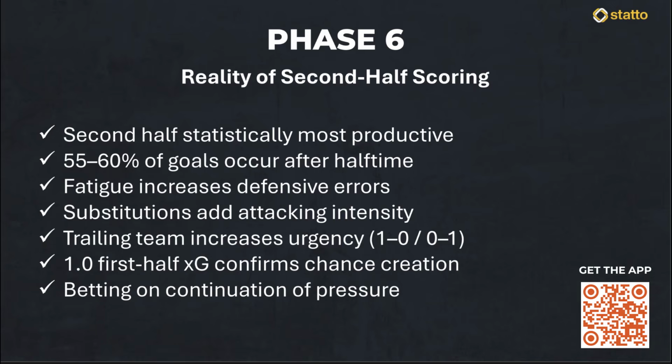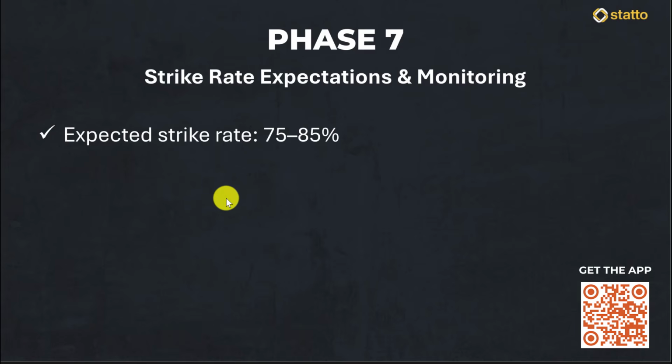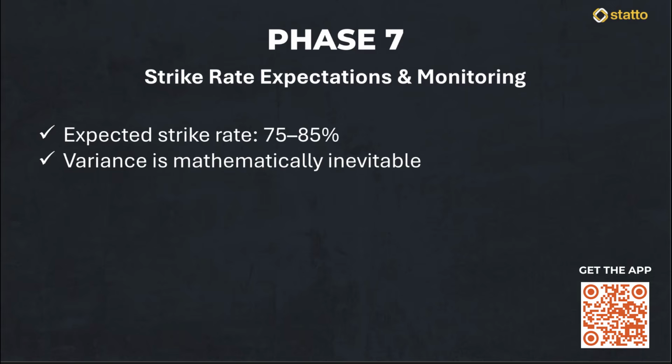Now the final phase is strike rate expectations and professional monitoring. When you apply these strict data gates, no red cards, high XG and draw state caution, the SHOG system often produces a strike rate between 75 and 85%. However, we have to accept that football is a discrete event-driven sport, and variance is a mathematical certainty.